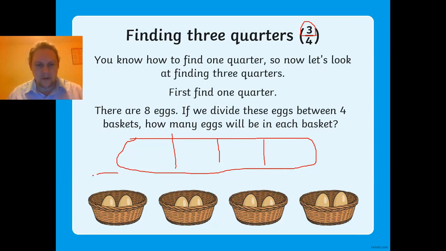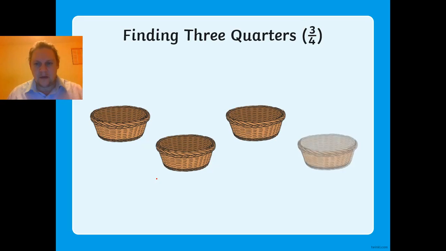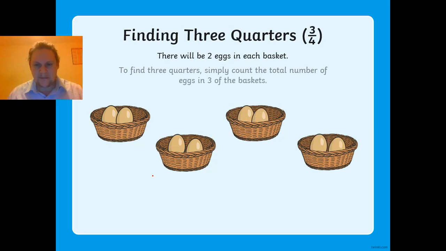And now we've got 2 eggs in each basket. We've got 1, 2, 3, 4 equal groups. 2 in each group, so 1/4 of 8 is going to be 2. But what if we need 3/4? Okay, there'll be 2 eggs in each basket.